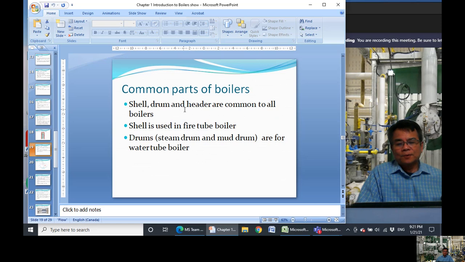The water tube boiler probably doesn't have the head or something like that. Okay, so the shell is used in the fire tube boiler. And the drum, steam drum, mud drum, if you look closely at the steam lab, you can see the small water tube boiler. There is a steam drum on the top and a small mud drum on the bottom. So the drum is for the water tube boiler. The shell is for the fire tube boiler.